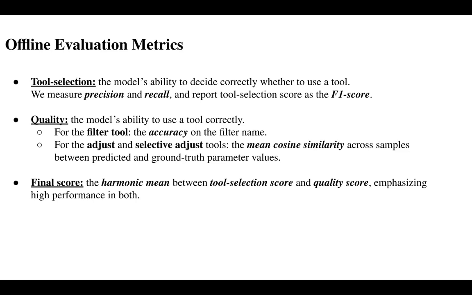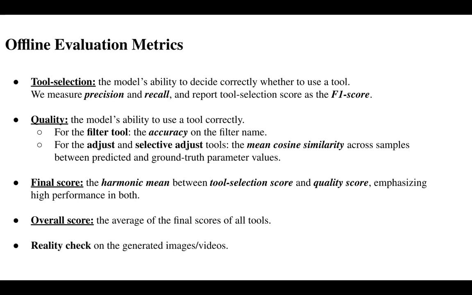The final score for a tool is the harmonic mean of the tool selection score and quality score, emphasizing high performance in both. And finally, we have the overall score, which is the average of the final scores of all tools. In addition, we have a reality check to analyze the actual generated images or videos by applying the tool's predicted parameters in our app. In this study, we analyze a random sample with 3 human annotators per sample.